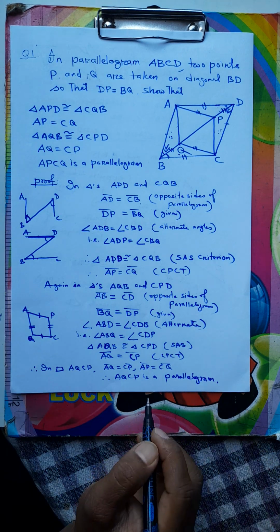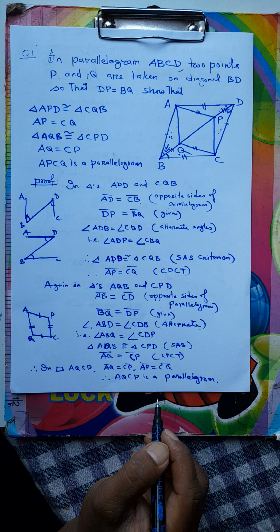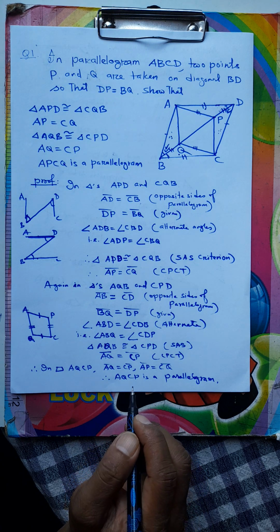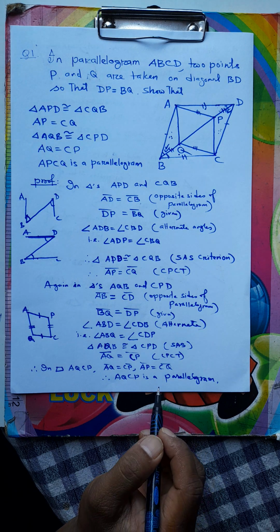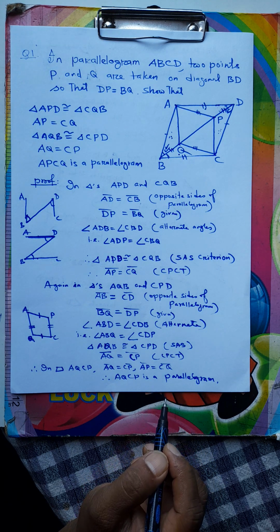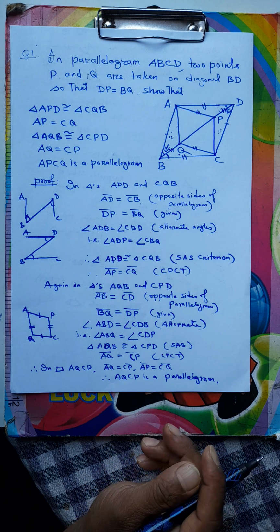Right? So APCQ is a parallelogram. Why is it a parallelogram? Because opposite sides are equal. So it's a parallelogram.